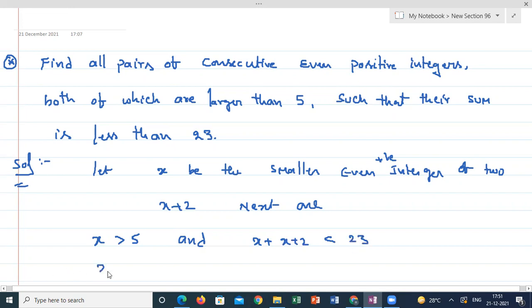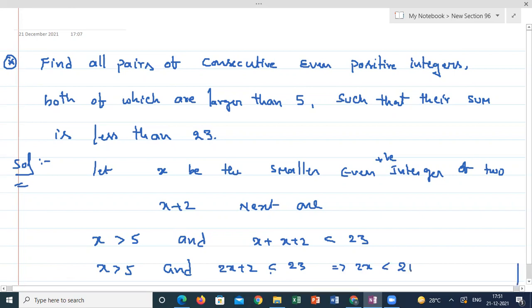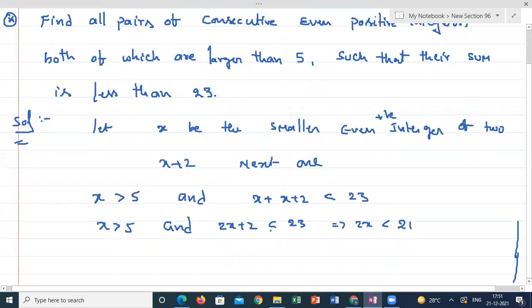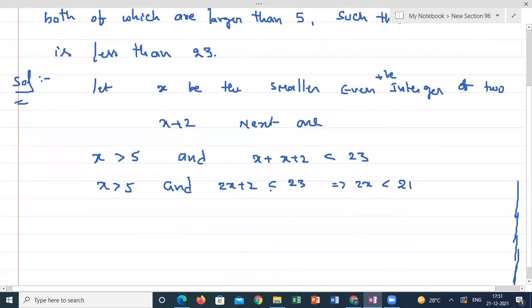So one inequality is x greater than 5 and another is 2x plus 2 is less than 23. That is 2x is less than 21. If you solve these two inequalities, then we'll get the answer. x greater than 5 already looks solved. 2x less than 21, that is x less than 21 by 2.